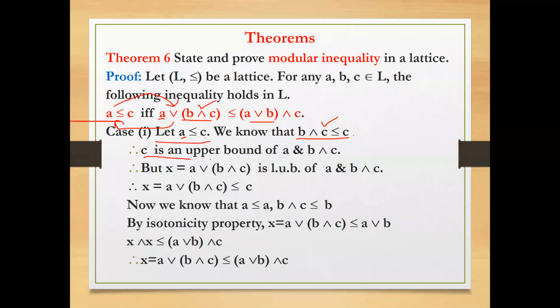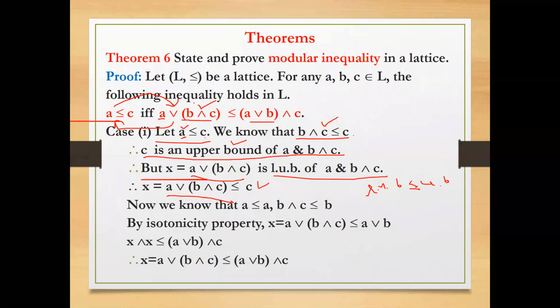So we can say C is an upper bound of A and B meet C. C is an upper bound because here is A and here is B meet C. But A join B meet C is the least upper bound of A and B meet C. Now again, one is an upper bound and one is a least upper bound. So the relation between them: least upper bound is less than or equal to upper bound. So least upper bound is A join B meet C and upper bound is C.